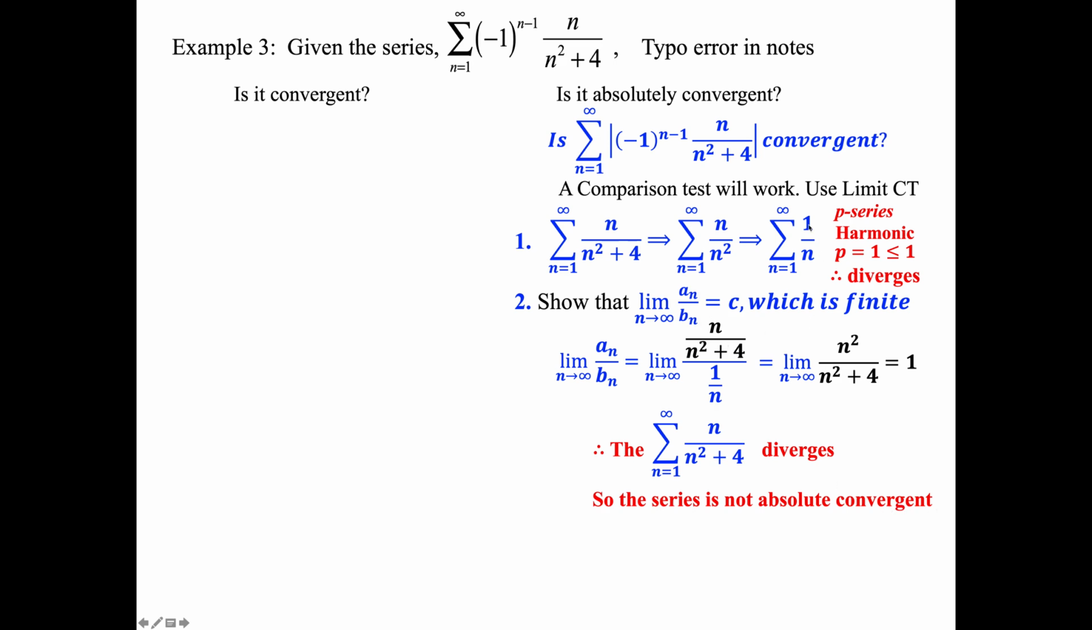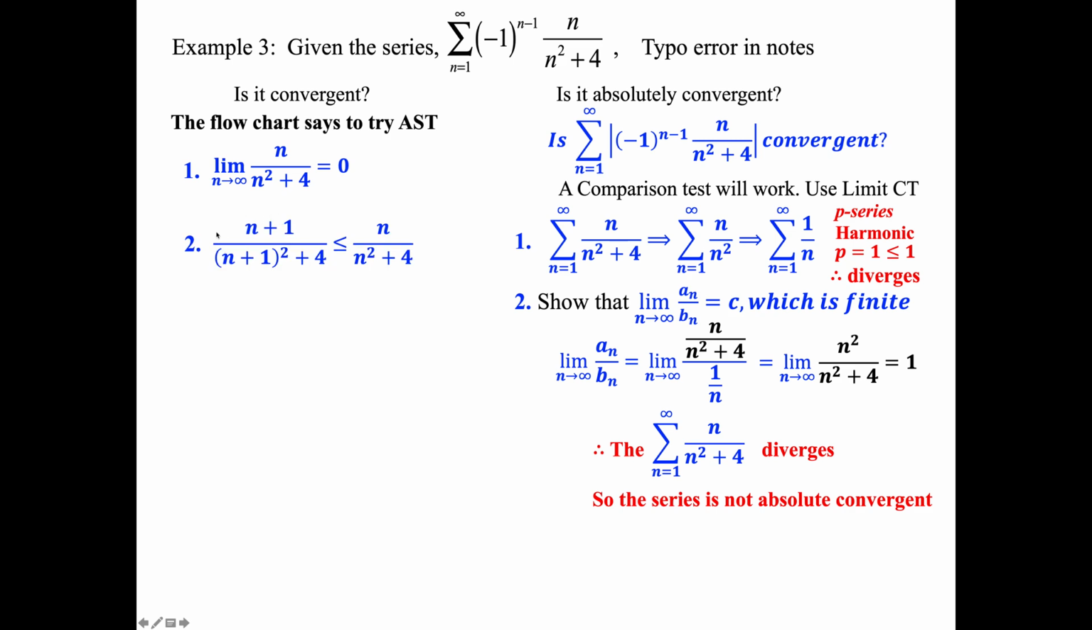So here's our flow chart. It failed, so now we have to go over and try the alternating series test. Our limit, n over n squared plus 4, goes to 0. We can see that the bottom's getting bigger faster than the top. Are we decreasing? This could be a problem here. You'd have to FOIL this out. You're going to have big polynomials, ugly things, could be more difficult.